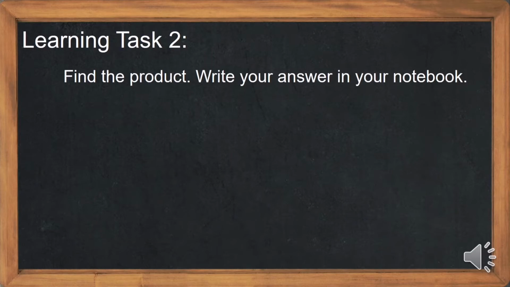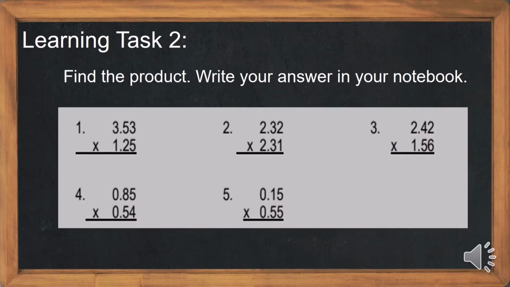For learning task number 2, find the product. Write your answer in your notebook or in your paper. So for number 1, we have 3.53 times 1.25. For number 2, 2.32 times 2.31. For number 3, 2.42 times 1.56. Number 4, 0.85 times 0.54. And then for number 5, 0.15 times 0.55.